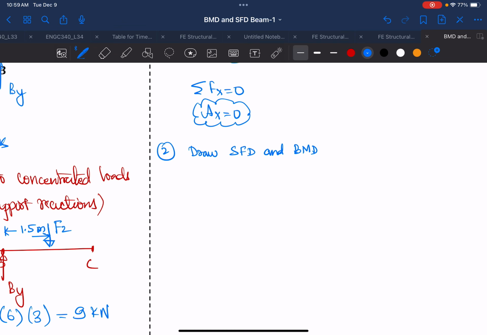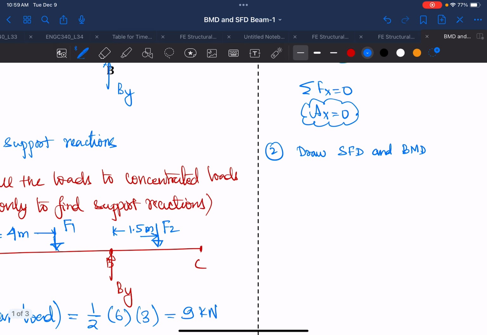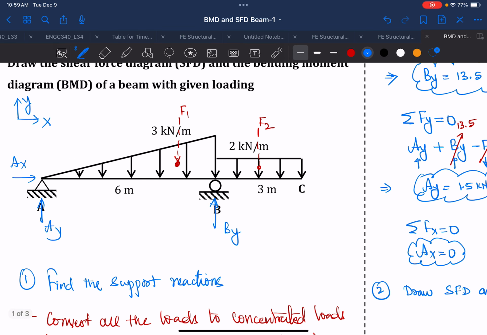Okay, to draw the shear force diagram and BMD of your beam, you have to look at the loading first. What type of loading is it? Is it a continuous loading, or is there any concentrated loading or discontinuity? Okay, so here in this case, you'll see that the load is continuous until it hits support B, and then from B it's continuous until it hits the end of the beam, C.